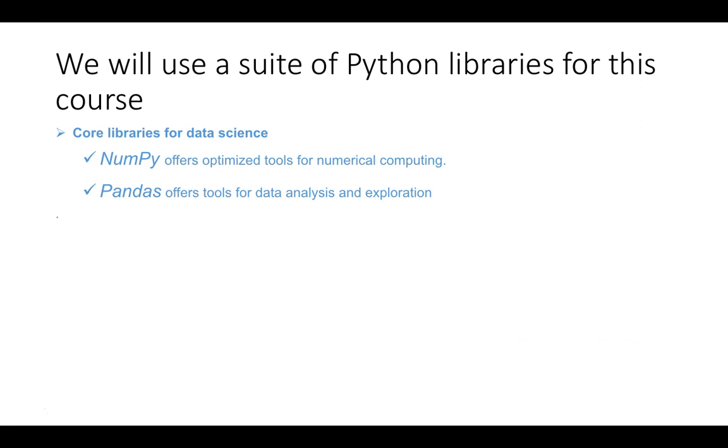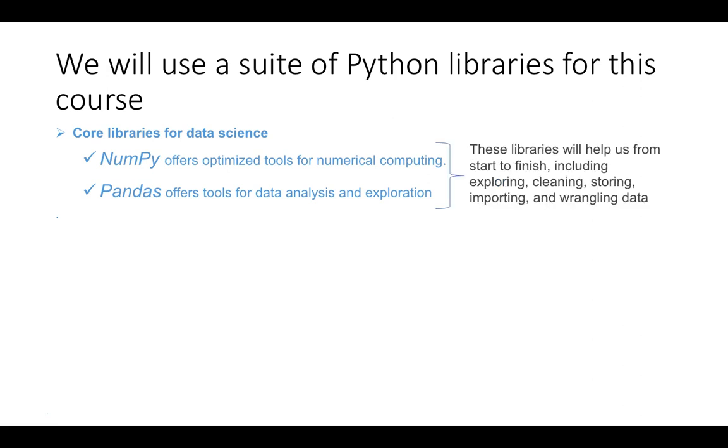If you look at NumPy and Pandas, they are core libraries for data science. NumPy offers optimized tools for numerical computing. It comes with a particular kind of data type that makes numerical computing very easy, especially for data science. And Pandas offers tools for data analysis and exploration. These libraries help you from start to finish to do many activities that you have to do as part of your machine learning project. That is exploring data, cleaning, storing, importing, and wrangling of data. These are very, very powerful tools. They will really help you.